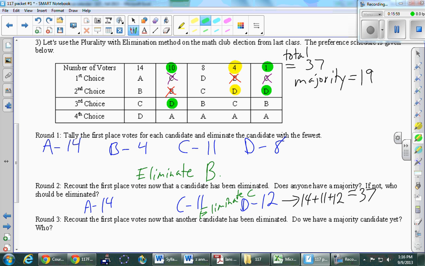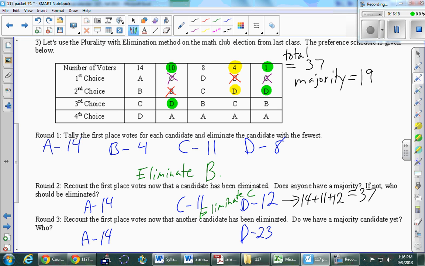How many votes does A have now? A still has 14. A didn't gain anything. But D got everything else. Let's see, so D gained 11 votes there, which brings him up to 23.